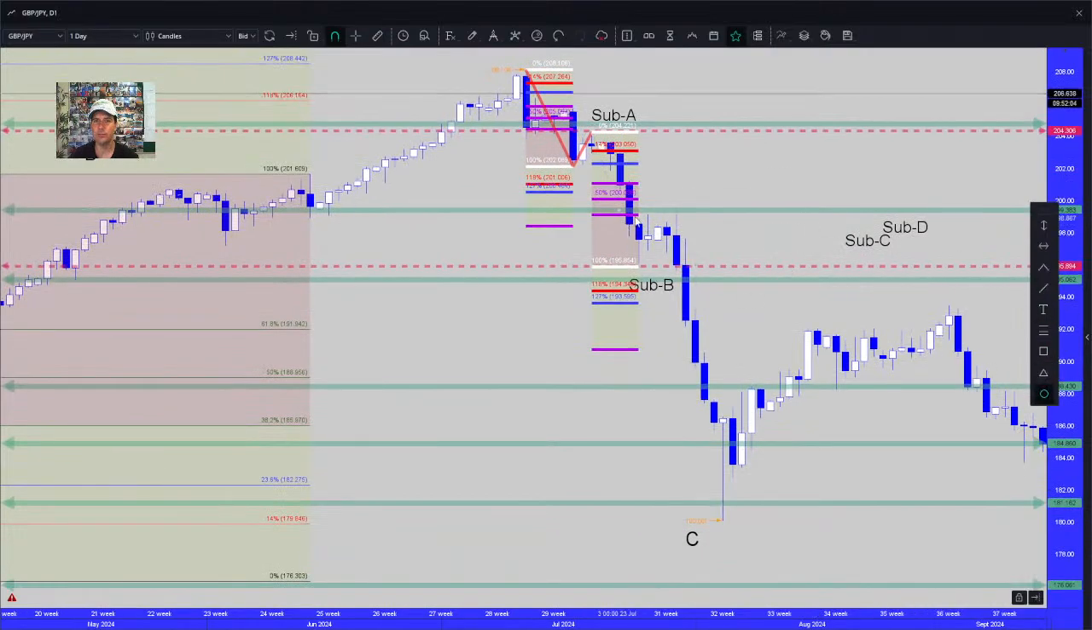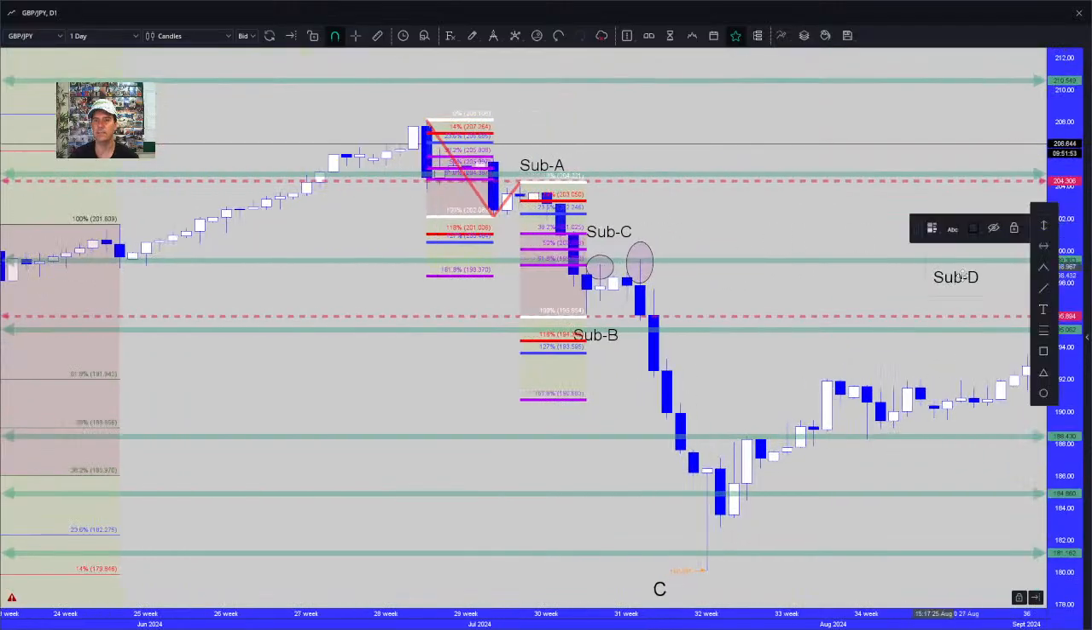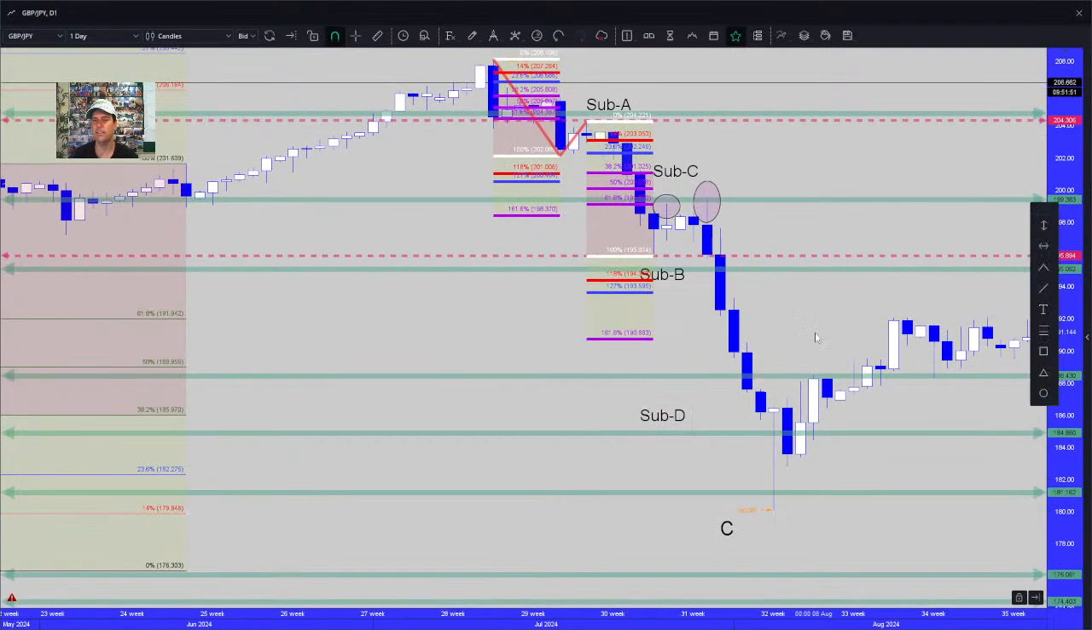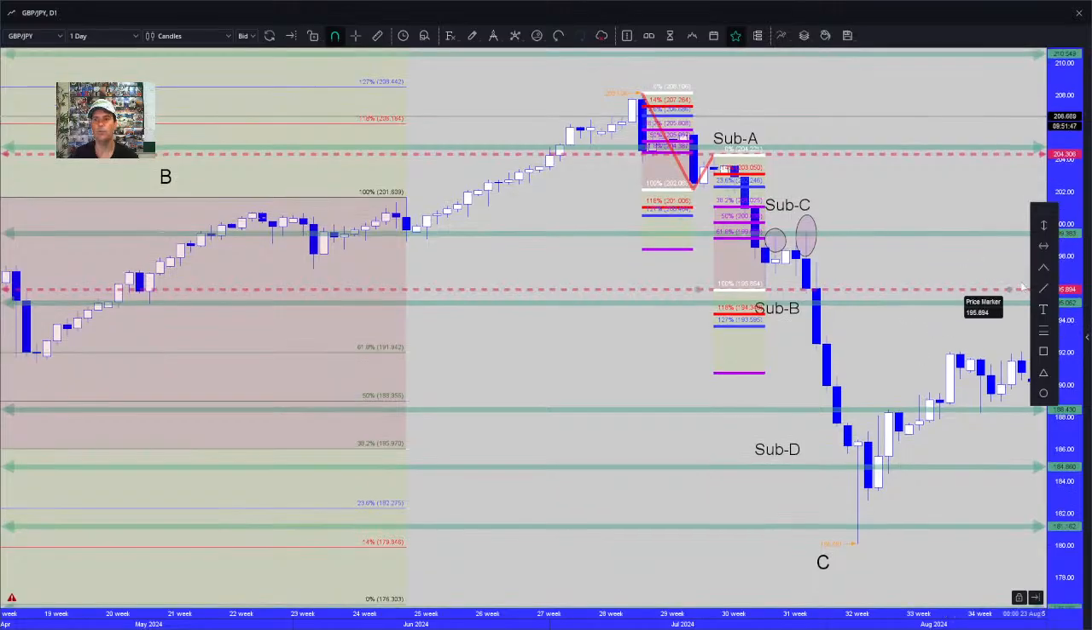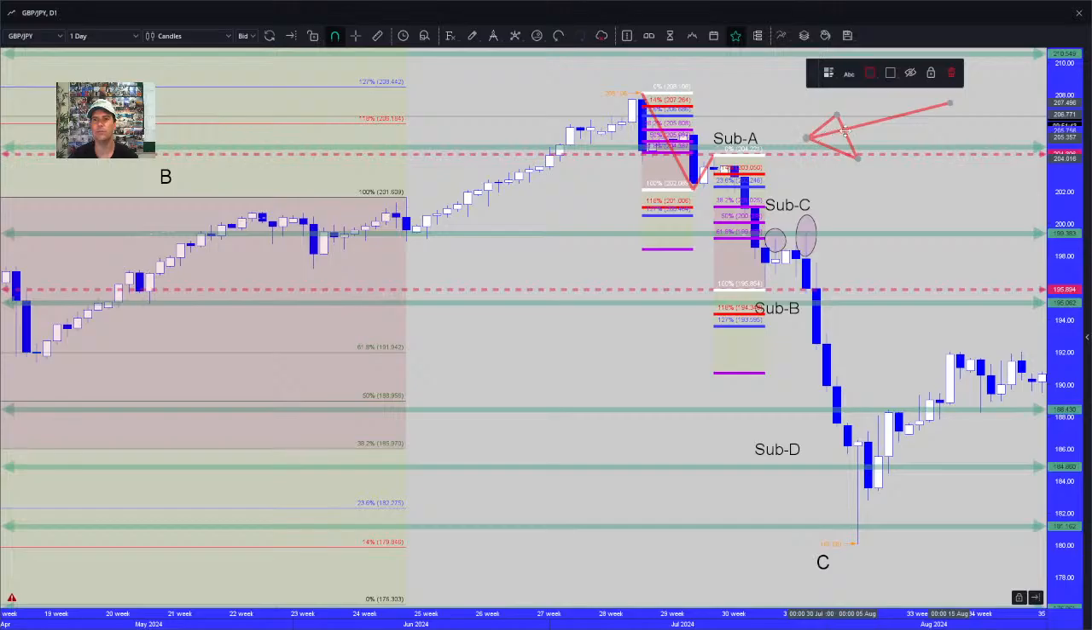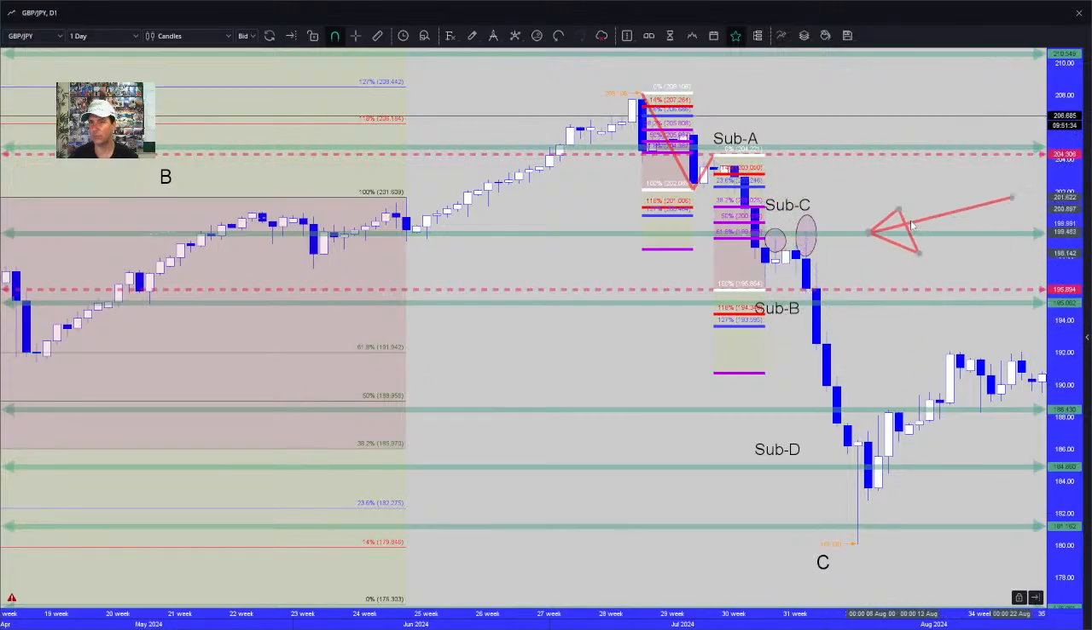Let me see if I can trick you. Which one is the sub C on the second contrarian? The first circle or the second circle? Which one is the sub C? And then we're going to talk about the sub D. So if you would short the retracement with the contrarian Fibonacci for the first time, you would have a winner. If you would short the contrarian Fibonacci for the second time, you would have a winner.